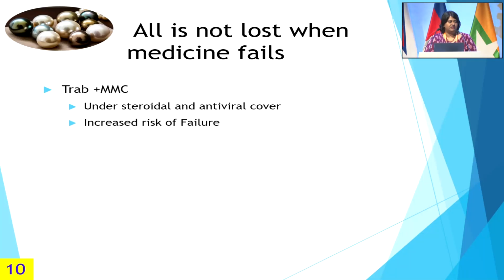You can do surgery, trabeculectomy with mitomycin C, under steroid cover, that is very important, and antiviral cover if a viral cause is detected. There is an increased risk of failure both on the hypotony side and also the bleb scarring side. Both types of failure can happen in uveitis, and hence better success is seen with drainage implants.